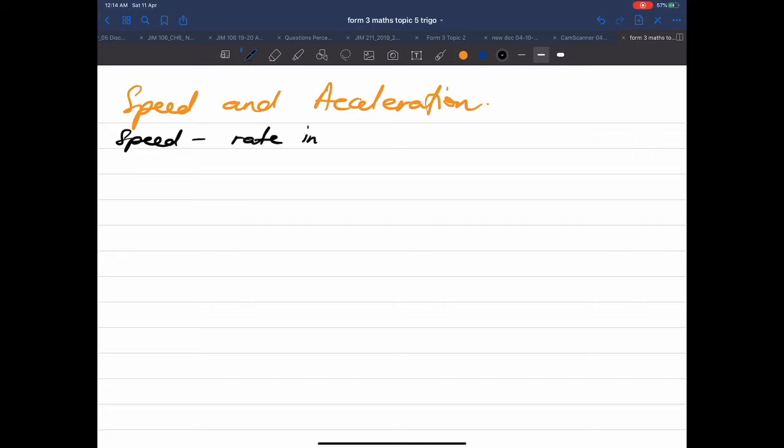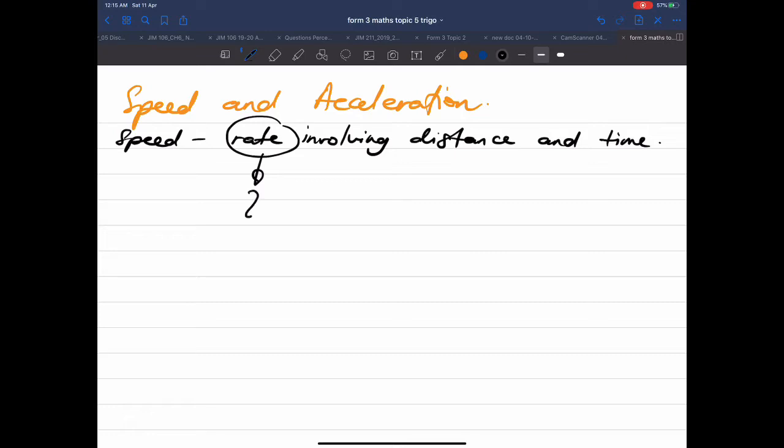Rate involving distance and time. When they say rate, it involves, what is it? You must know. It involves what? You can straight away draw this to understand it deeply.